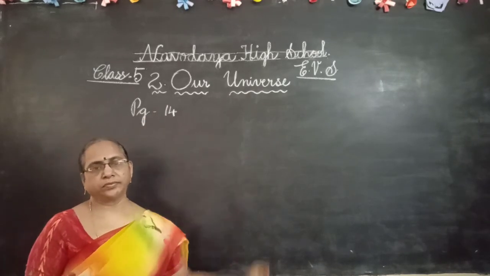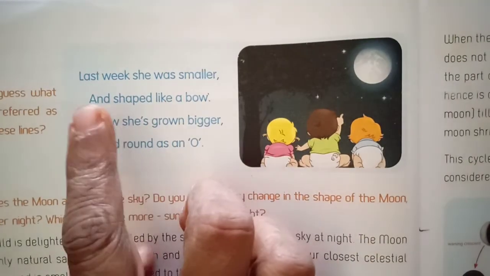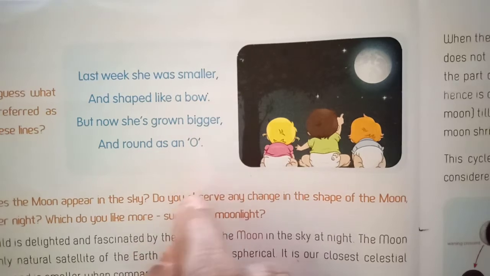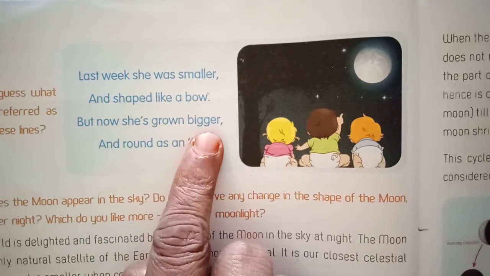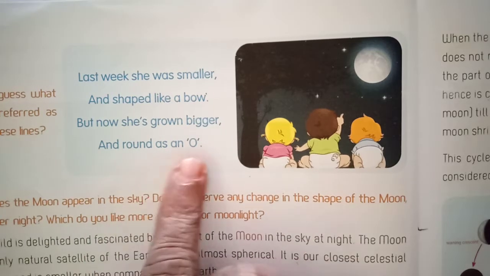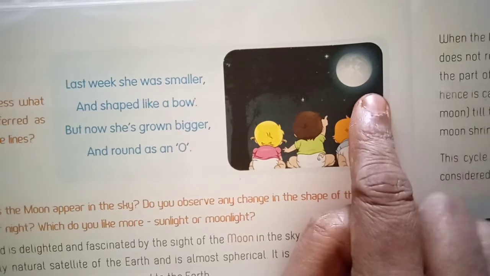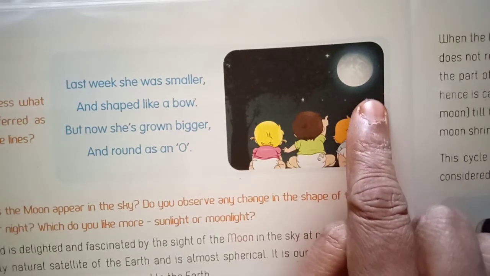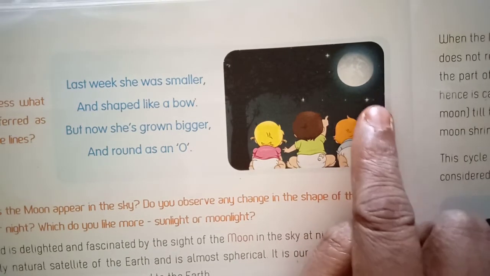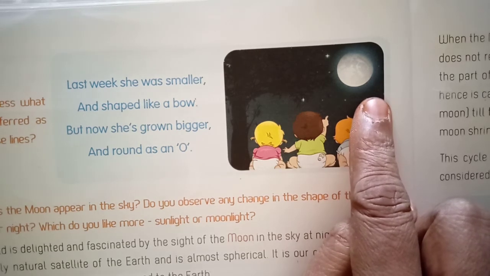Read. Last week she was smaller and shaped like a bow. But now she has grown bigger and round as an O. Here the children are talking about the celestial body. What do you think? Yes, your guess is right. They are talking about the moon.